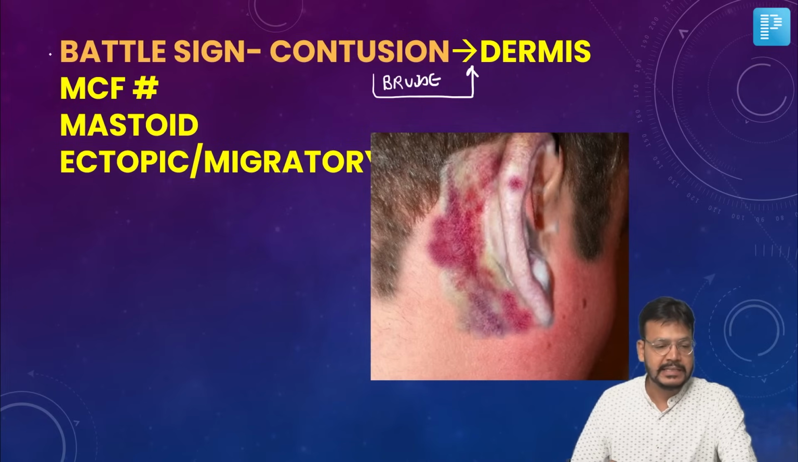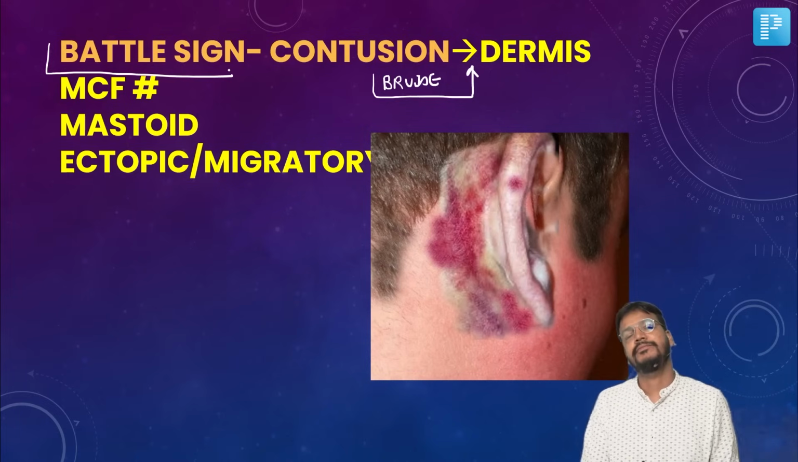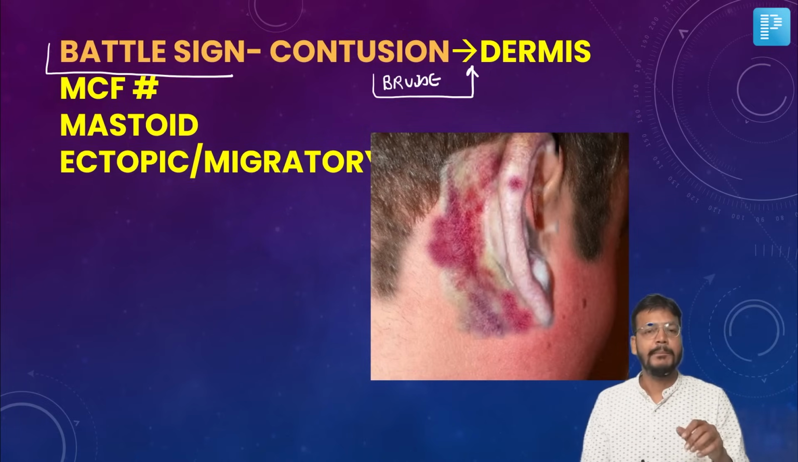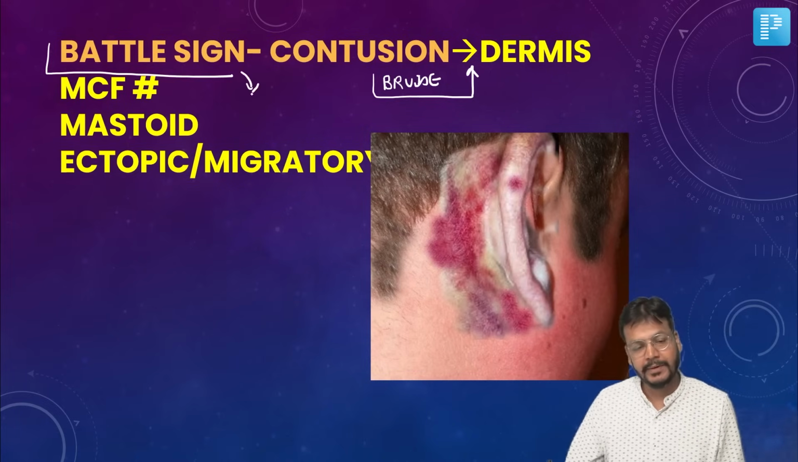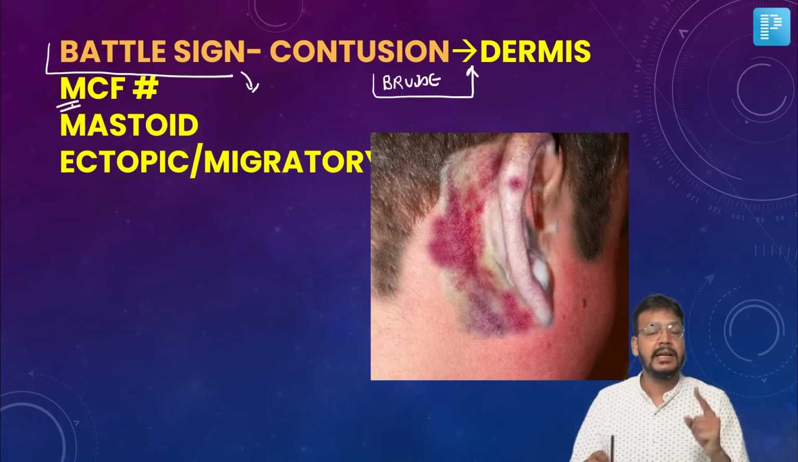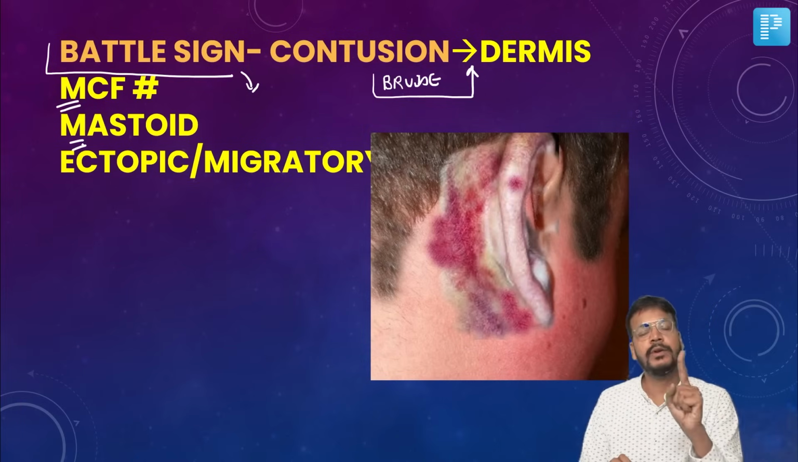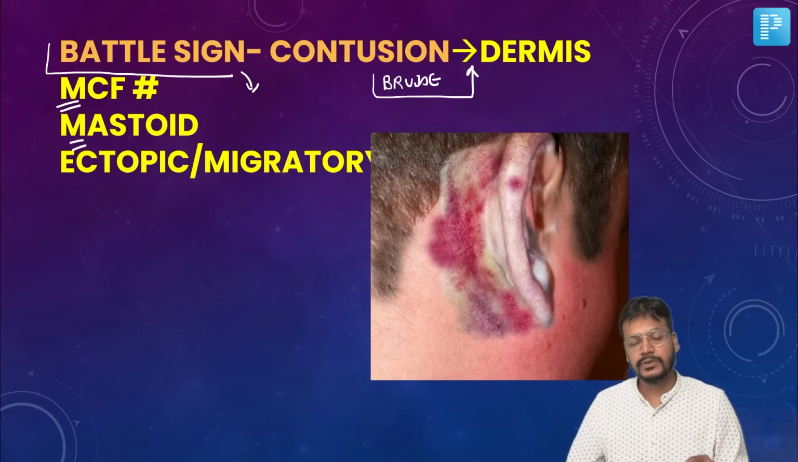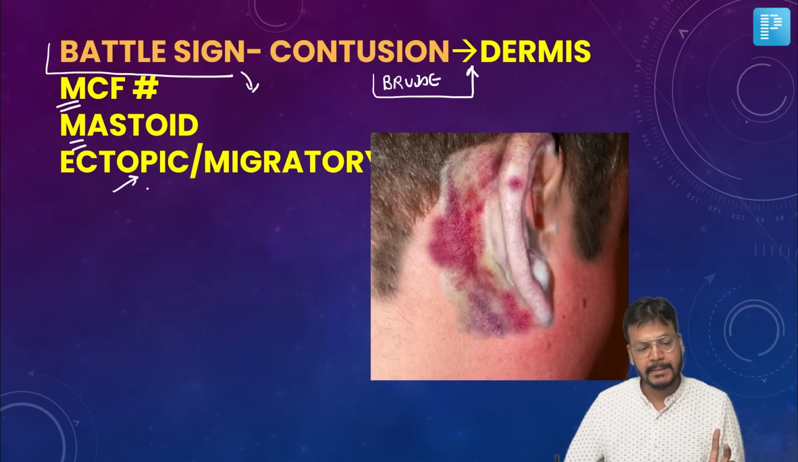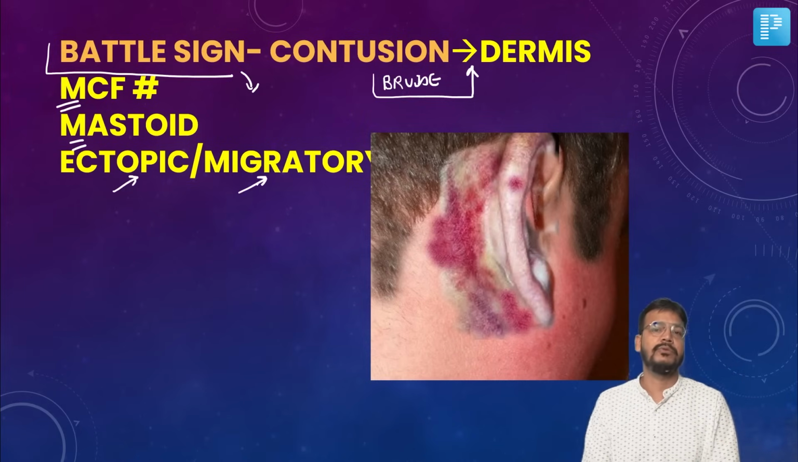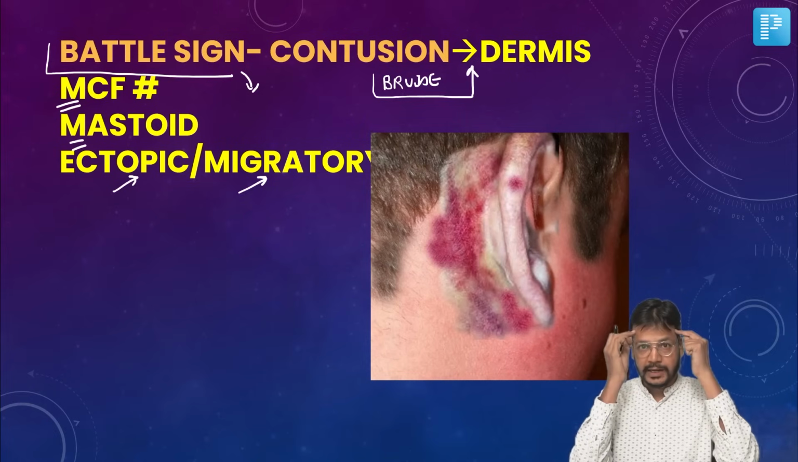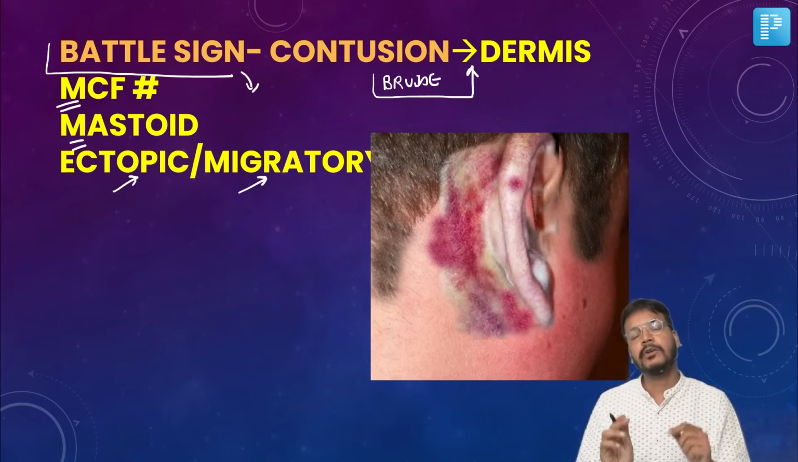And observe, there is a sign which is the Battle sign. Battle happens in the battlefield, you can remember it that way. It's a fracture in the middle cranial fossa, but the bruise is at the mastoid tip. Fracture of the middle cranial fossa, bruise at the mastoid tip. It is an example of ectopic or migratory bruise. Why? Fracture at the middle cranial fossa, bruise is here.